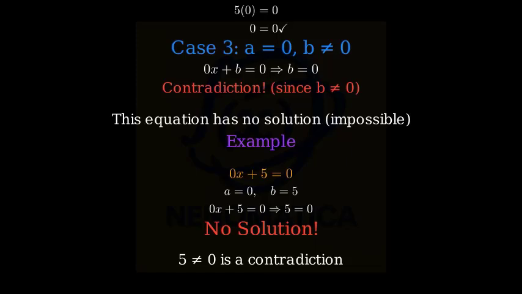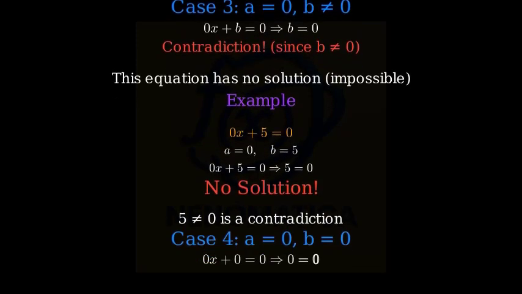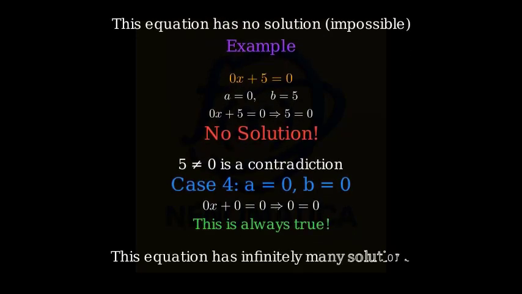Finally, let's look at our fourth case. Case 4, when both a and b equal 0. In this case, our equation becomes 0x plus 0 is equal to 0, which simplifies to 0 is equal to 0. This is always true, regardless of the value of x. So, this equation has infinitely many solutions. Any value of x will satisfy the equation.